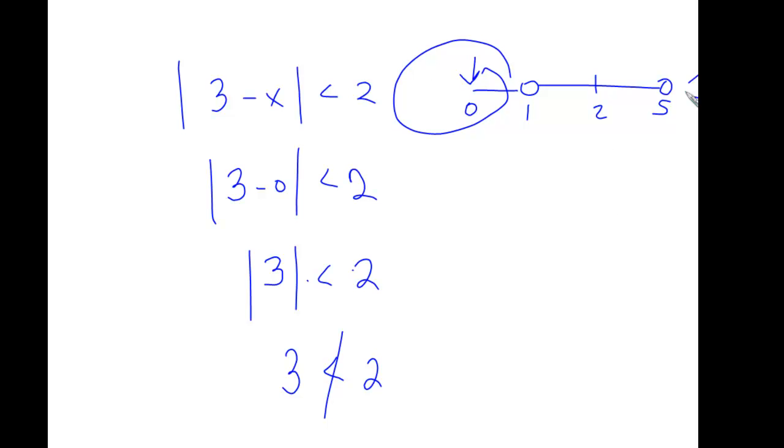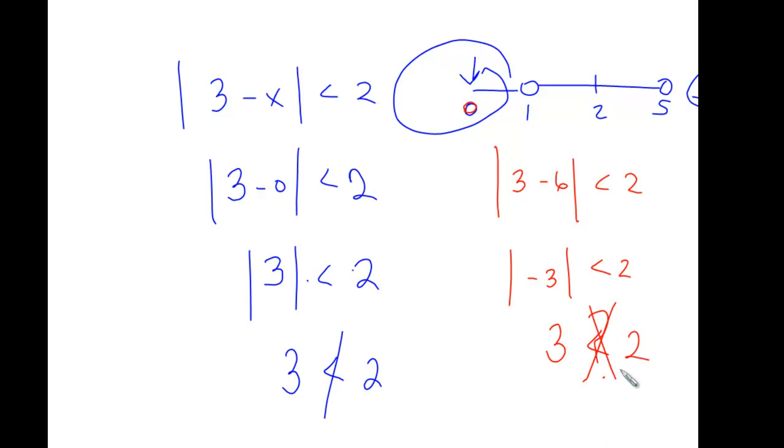Let's plug in a value on the right-hand side. Plug in 6. The absolute value of 3 minus 6 is less than 2. 3 minus 6 is negative 3. The absolute value of negative 3 is positive 3. Again, this is not less than 2. So everything on this side cannot be an answer.